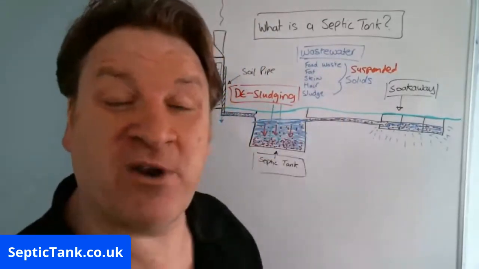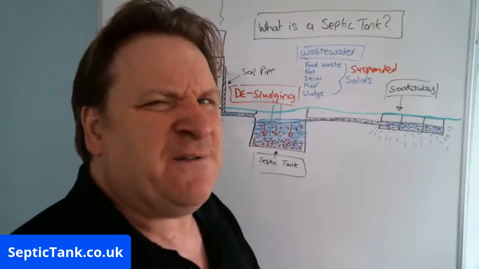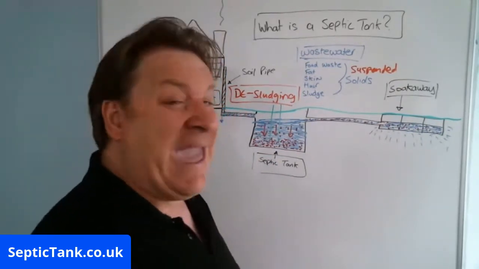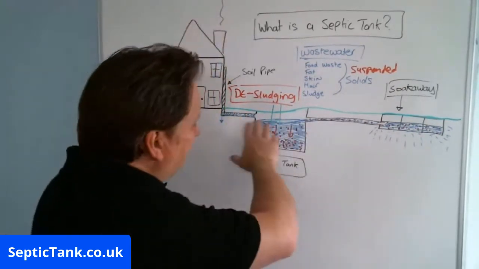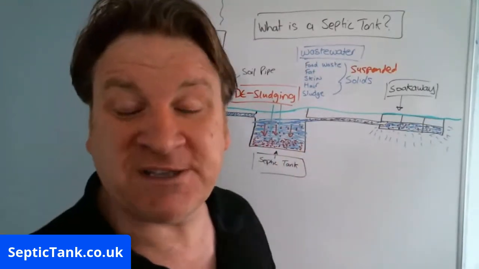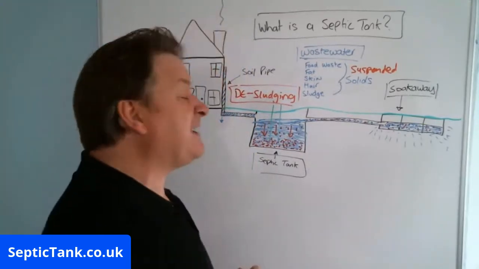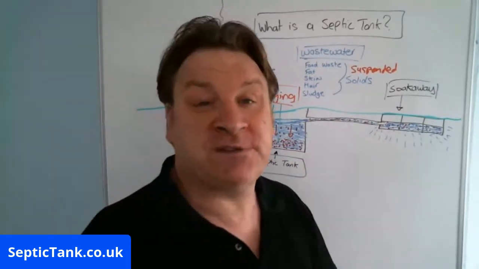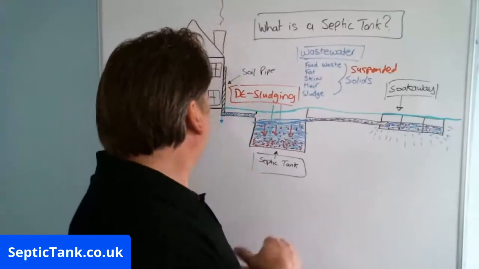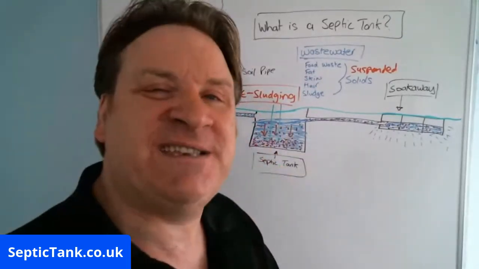Wastewater comprises skin and fat, grease and sludge and hair and other horrible stuff. It builds up over time at the bottom of your septic tank. And that's why once a year, you've got to get your septic tank emptied, or to use a more technical expression, desludged.